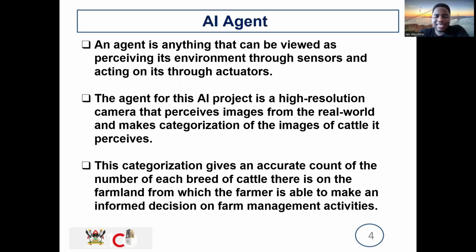An artificial intelligence agent is anything that can be viewed as perceiving its environment using sensors and acting on it through actuators. The agent for this AI is a high-resolution camera that perceives images of the real world and makes categorization of the images of the cattle it perceives. This categorization is an accurate count of the number of each breed of cattle that there is on the farmland, from which the farmer is able to make an informed decision on the farm management activities.